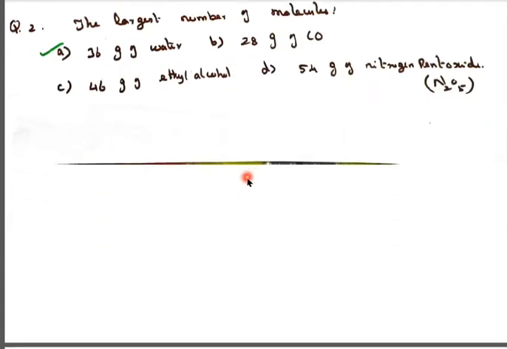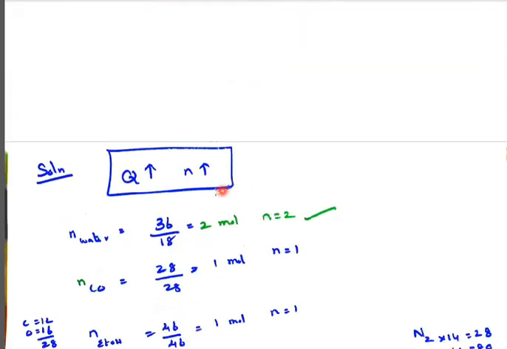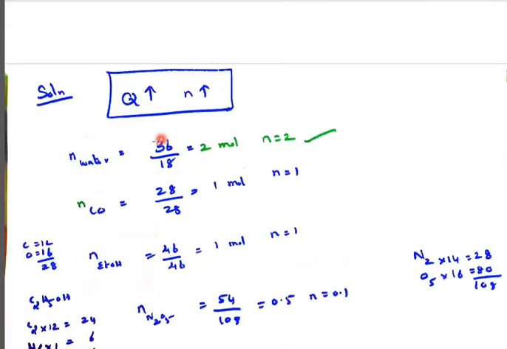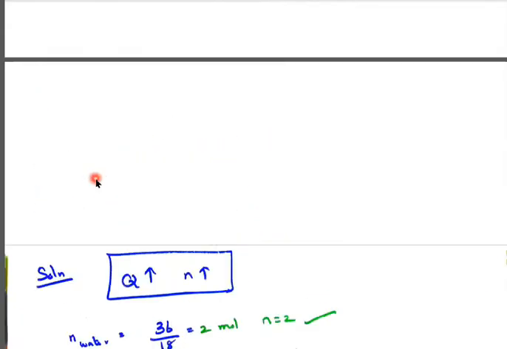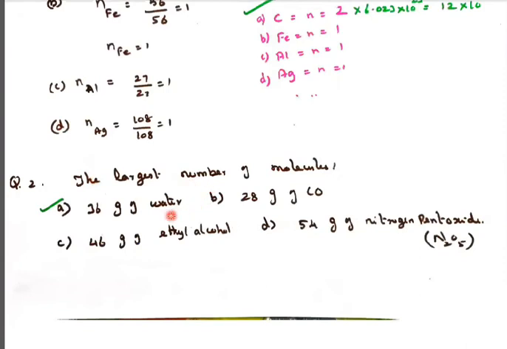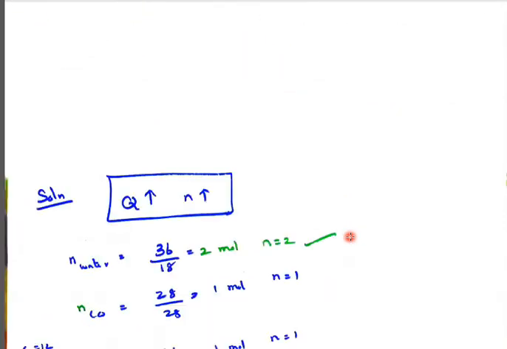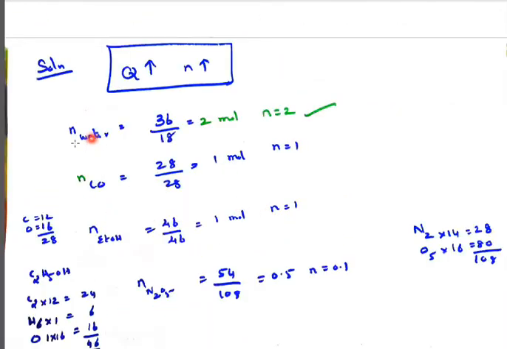Same formula, quantity, that is called Q. So Q is equal to N into Avogadro number. If the number of moles increases, the quantity also increases. Let us find out for all of these one by one: first water, second carbon monoxide, third ethyl alcohol, fourth nitrogen pentoxide. To calculate the number of moles, we should know the molecular mass of the particular compound.